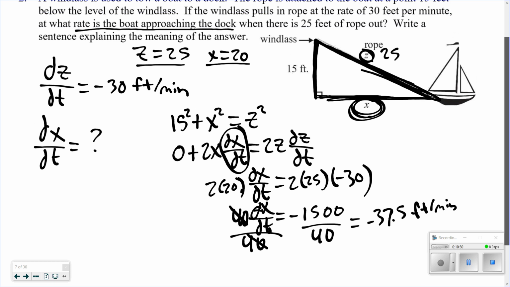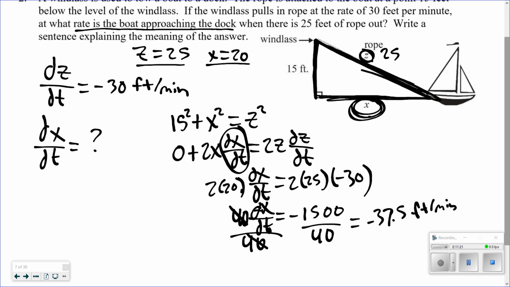Now it actually asks to write a sentence. On the AP test, you usually want to write a sentence answering the question. It doesn't have to be a super long, complicated sentence. The question was, at what rate is the boat approaching the dock? So you would say the boat is approaching the dock at a rate of 37.5 feet per minute. That's a little bit tricky. I wouldn't say it's approaching the dock at negative 37.5 feet per minute, because when you say it's approaching the dock, you already say it's getting closer. So I don't have to include the negative in my sentence.